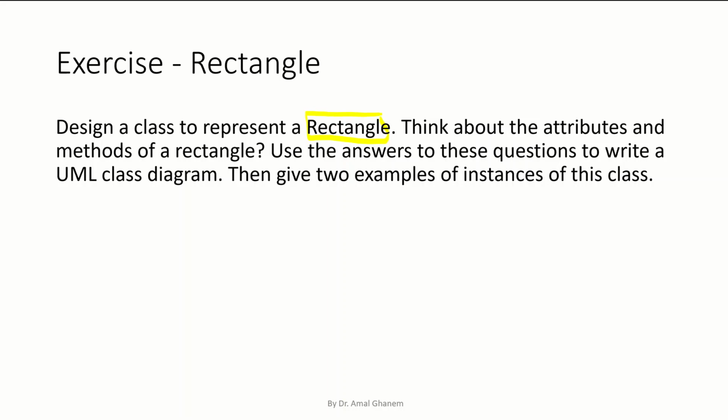We have to think about rectangle. What are the suitable attributes we should have? What are the suitable methods? And then we have to use the answer to write a UML class diagram. So my answer should include a UML class diagram. And also I should give two examples of instances of this class. So let's do it together.